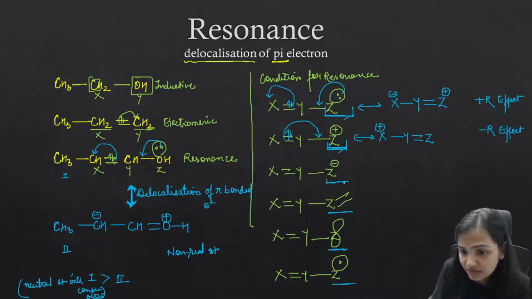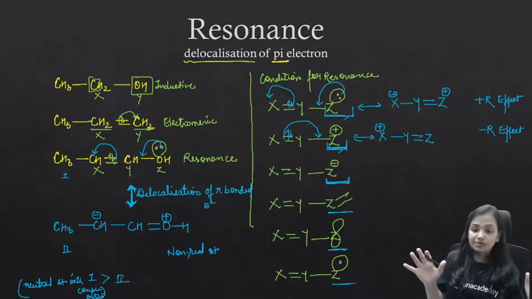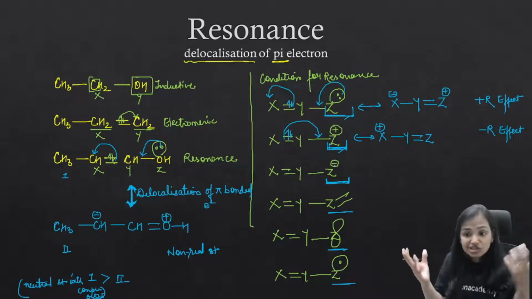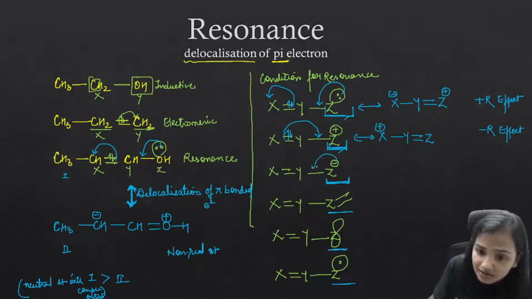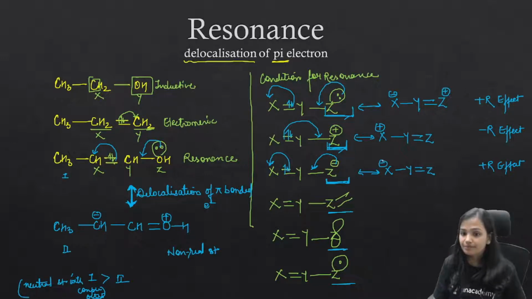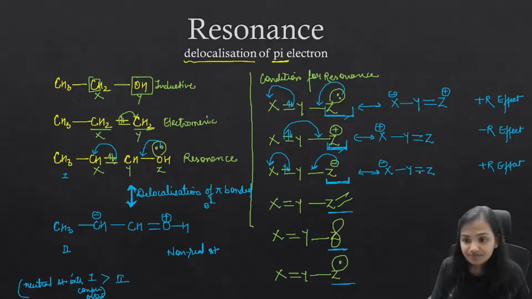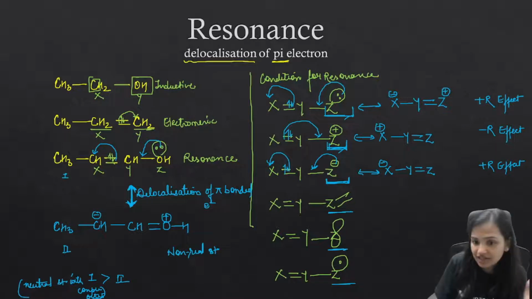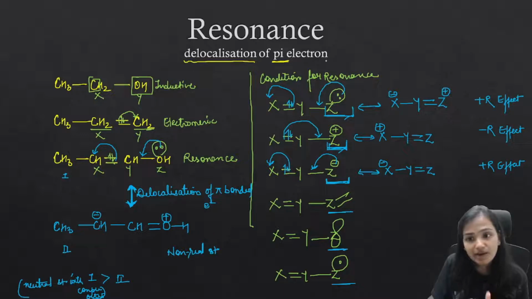Now for the third, what type of Z is this? It is already negative, so it does not want more electrons. It wants to neutralize itself. Neutralization is the thumb rule. So this Z will try to give the electron pair towards this X. If it is giving the electron pair, then it is said to be plus R in nature. So this is X, Y, double bond Z, and here a negative charge will be there, and this negative charge will get delocalized. So this is the delocalization of a pi bonded electron.